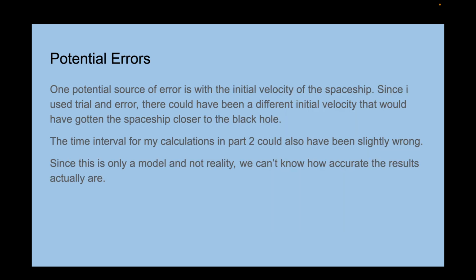Potential errors in my lab: one potential source of error is the initial velocity of the spaceship. Since I used trial and error, there could have been a different initial velocity that would have gotten the spaceship maybe a little bit closer to the black hole and still escape. Another potential error could be that the time interval I used for my calculations was slightly wrong. And the third potential error is that since this is only a model and not actual reality, it might not be 100% accurate. There could be slight errors in the model.